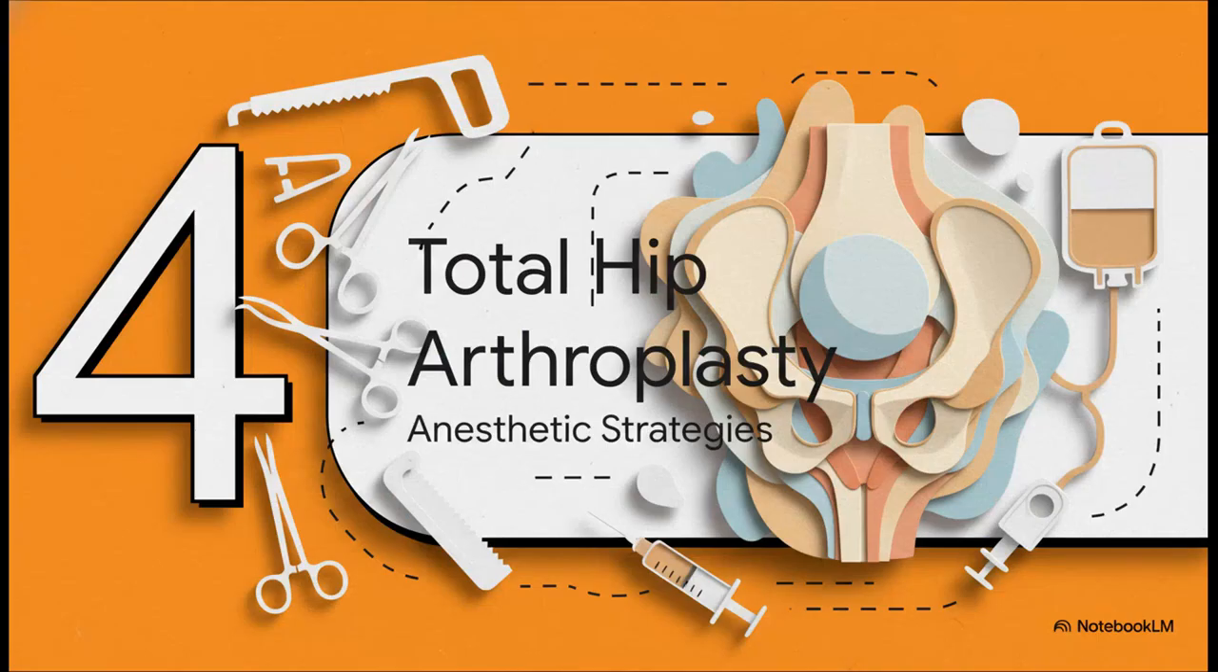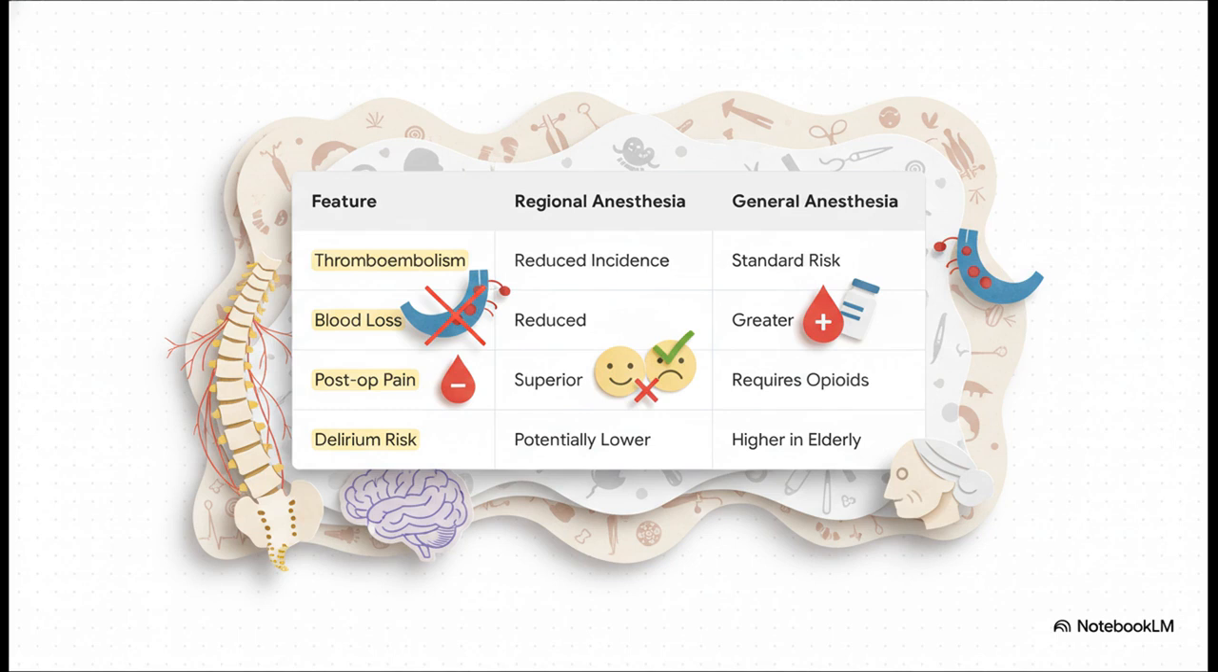Right, let's move into the application phase. We'll start with one of the absolute bread and butter operations of orthopedics, the total hip arthroplasty, or THA. Here, we'll see how all the principles we've just discussed really come together in practice. One of the biggest debates in anesthesia for THA is regional versus general. This table sums up the evidence beautifully.